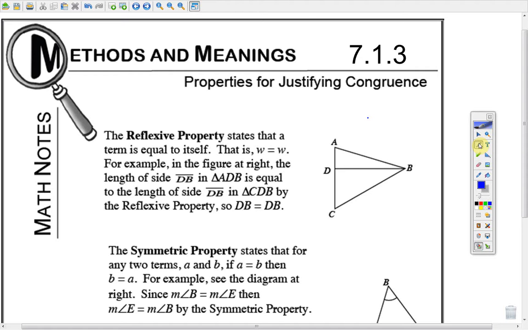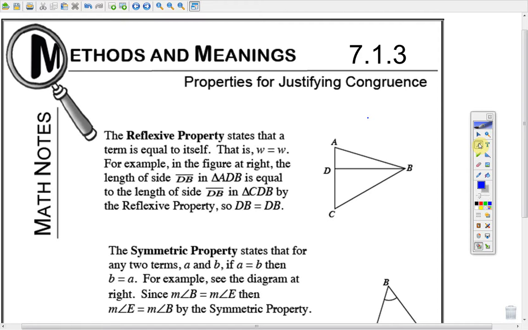So we've been working on some triangle congruence proofs, and these are some ways that we can help justify those congruences. The first one we're going to look at is the reflexive property, which states that a term is equal to itself. That is, W equals W. For example, in the figure at the right, the length DB in triangle ADB is equal to the length DB in triangle CBD by the reflexive property.